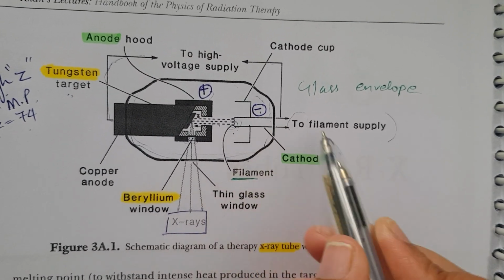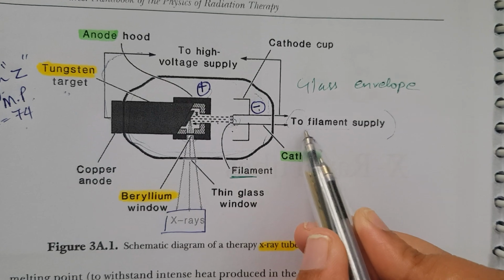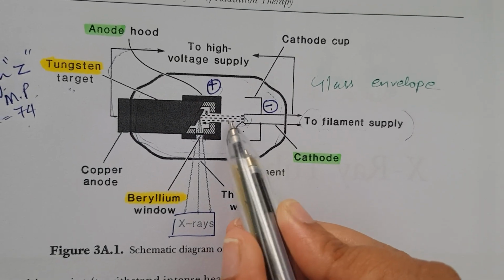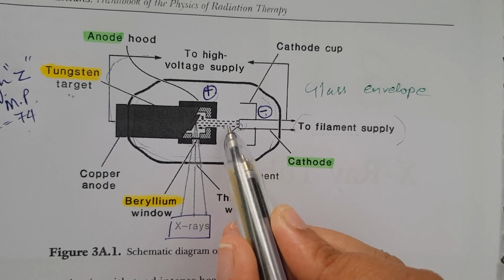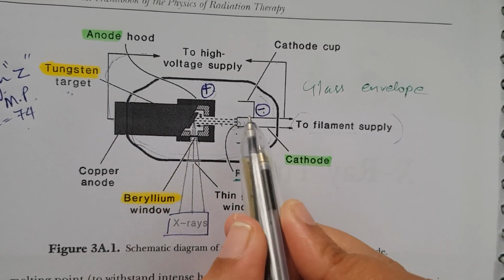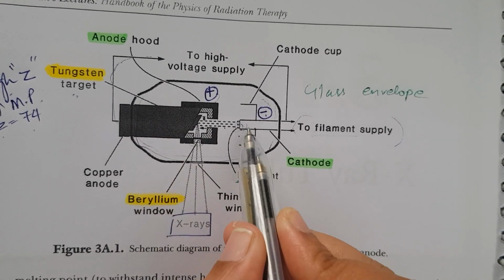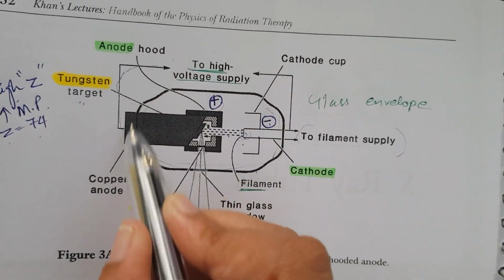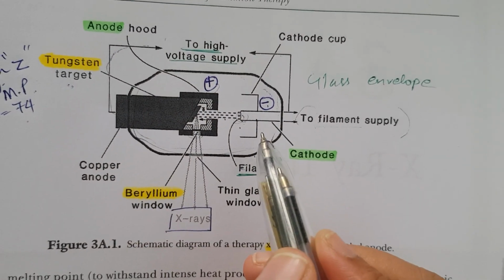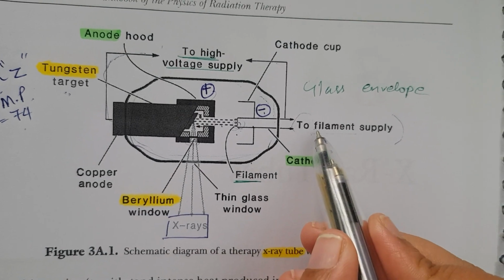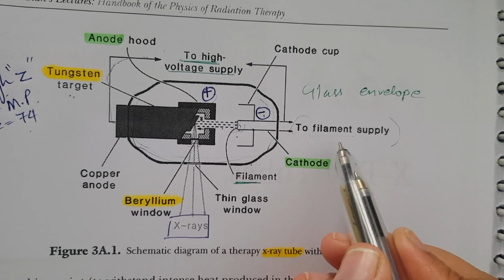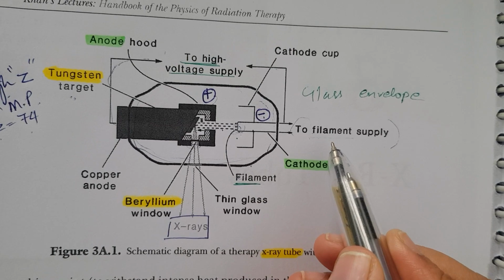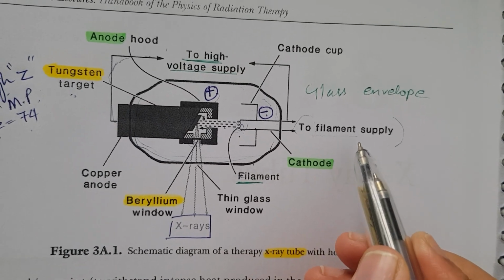This will have its own power supply, that is the filament supply. This is just to produce the electrons, but between the cathode and the anode, we have this high voltage supply that is mainly for the whole X-ray tube. Now, this filament supply usually consists of 10 volts with a current of 6 amperes.